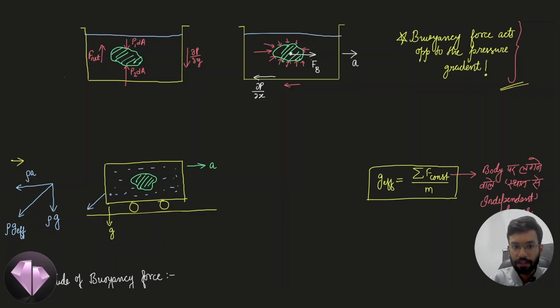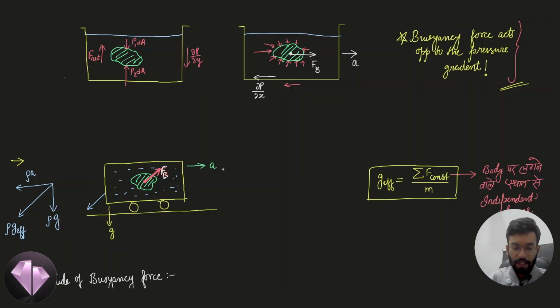Since the pressure gradient is in this direction, what would be the direction of the buoyant force? The buoyant force will act opposite to the pressure gradient. So the direction of the buoyant force would be this. So this is my buoyant force. Buoyant force always acts opposite to the pressure gradient. This is my buoyant force.